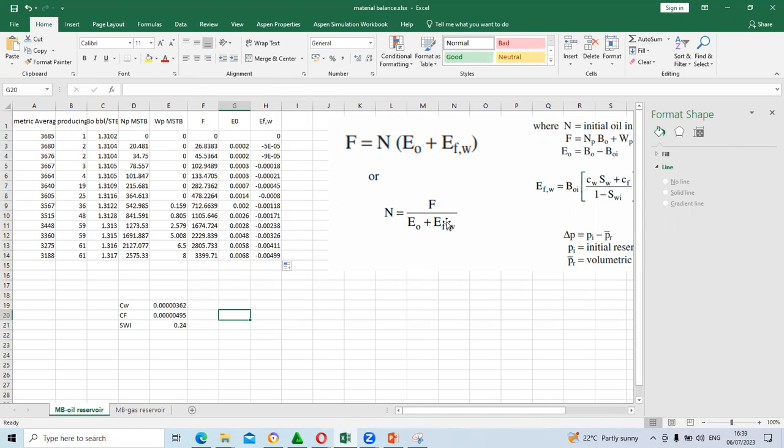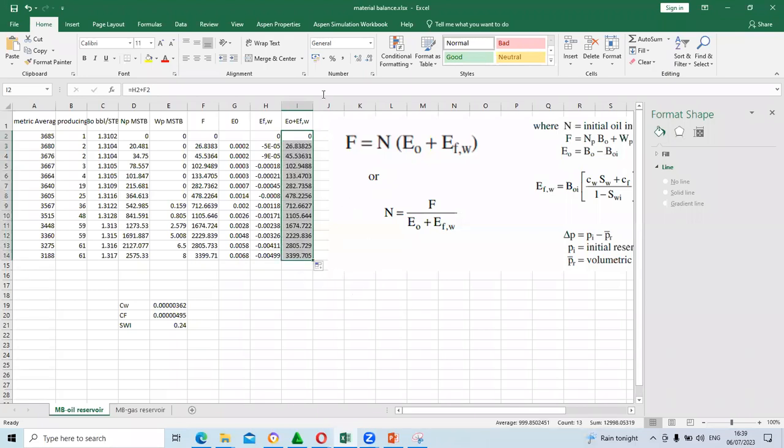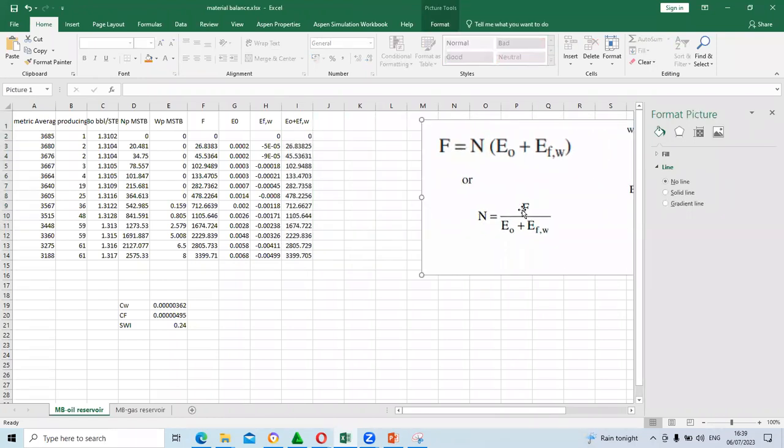So what we are going to do now is take F. We have to sum these two things. We solve these two columns. So we have E0 plus EFW. So it's equal to, we have this plus this is 0. So you add everything. That's what we have. Then we go now and calculate. Okay, we already calculated F. All right, so we are good to go.